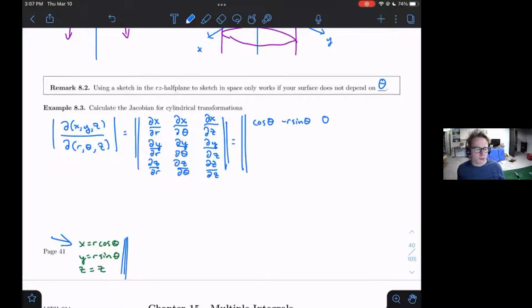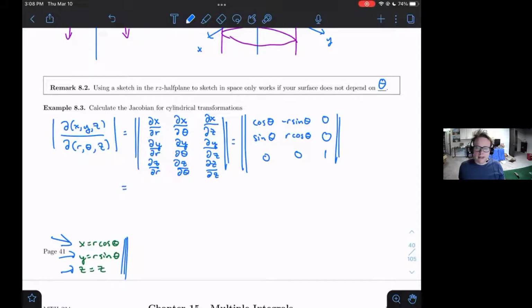Next up, the partial of y with respect to r is going to be sine theta. The partial of y with respect to theta is going to be r cosine theta. And the partial derivative of y with respect to z is going to be 0. And again, for all of those, I was looking at my y transformation. And then finally, for my z transformation, rather boring, the partial derivative of z with respect to r, well, there aren't any r's, there aren't any thetas, and there's exactly one z. So if I take the partial derivative of z with respect to z, I get 1. And so we get something like this.